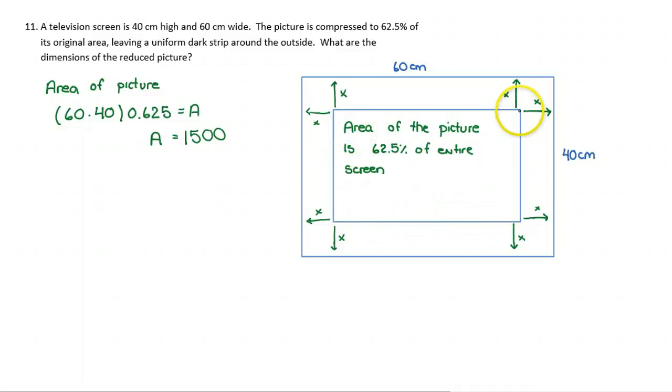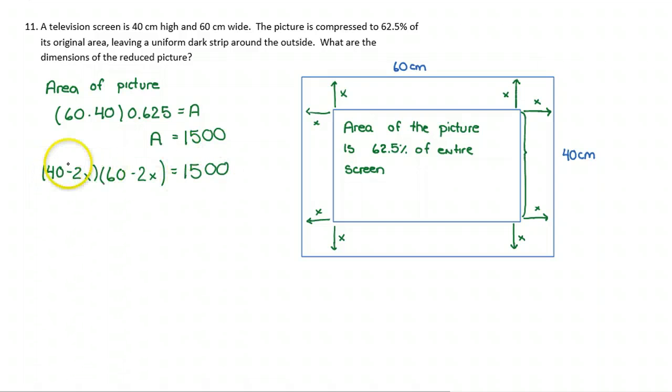So if we know the outer edge here is 40, the question is, well, what is this from here to here? And this is going to be 40 minus 2x. So that means we're going to see 40 minus 2x. Right? That's the distance from here to here. And the distance from here to here for the picture is going to be 60 minus 2x. And that's going to equal 1500. And now I have a quadratic I can solve.